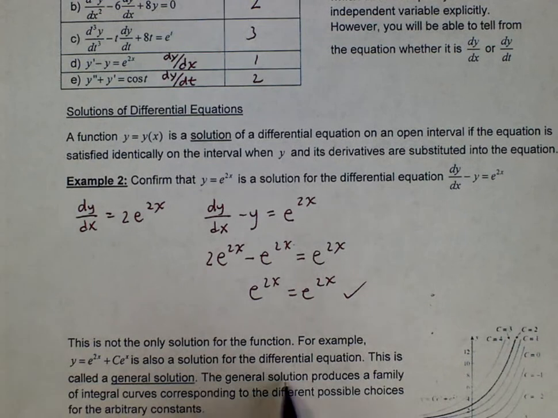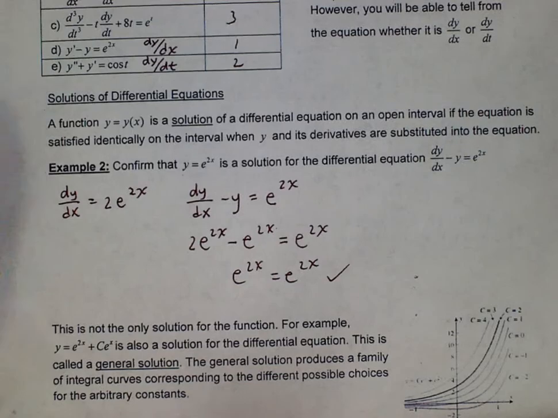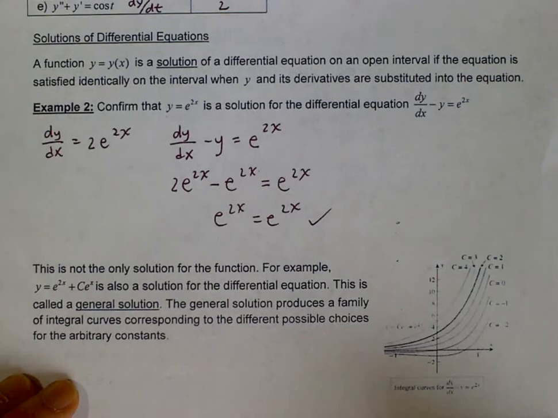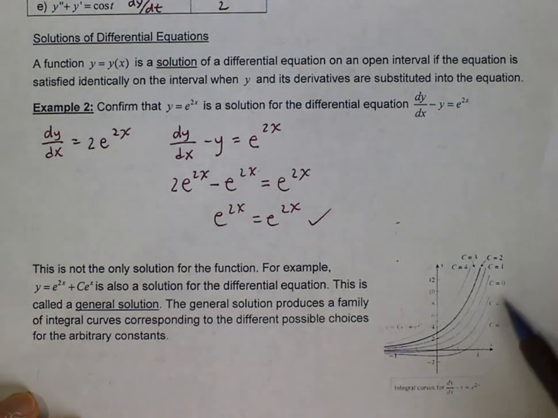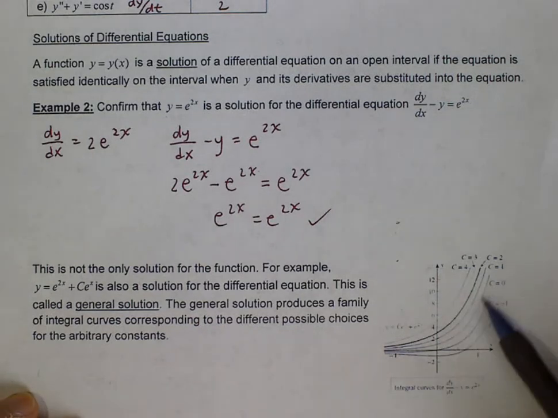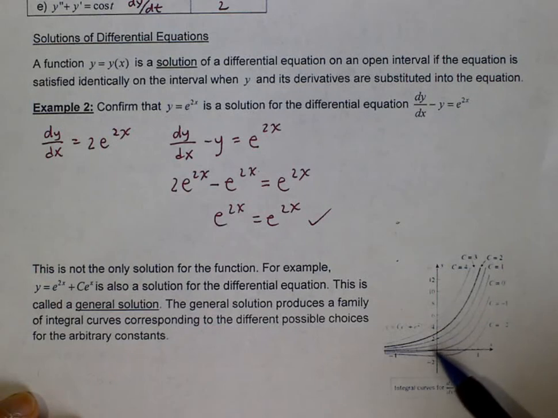The general solution produces a family of integral curves corresponding to the different possible choices for the arbitrary constants. Here's a graph that shows some possibilities. This is the integral curves for dy/dx minus y is equal to e to the 2x. You can see that it is basically a vertical translation, right? So if c is equal to 0, then it's this graph right here.